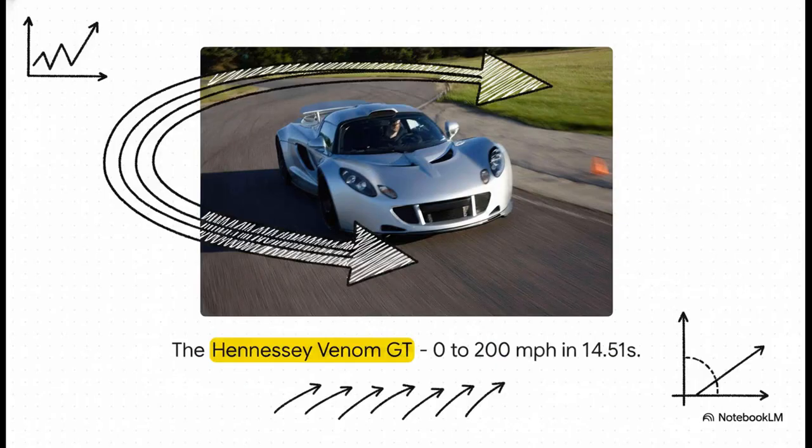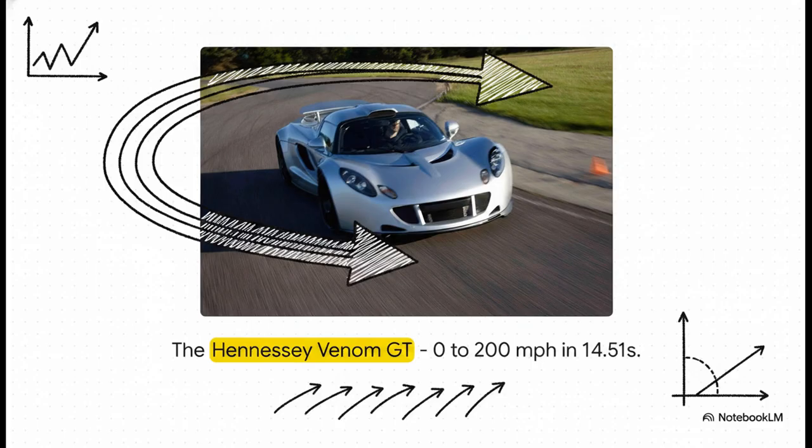But first, to really get why calculating acceleration and rates of change matters out in the real world, just look at the Hennessy Venom GT. Back in 2014, this car reached a mind-boggling, record-setting 270.49 miles per hour. I mean, it can go from 0 to 200 miles per hour in just 14.51 seconds. The calculus techniques we're looking at today, they're the exact mathematical tools you'd use to calculate the precise acceleration the Venom achieves during that incredible run.